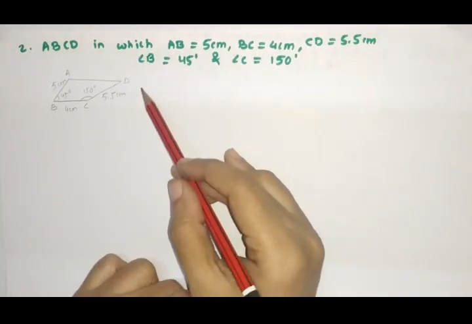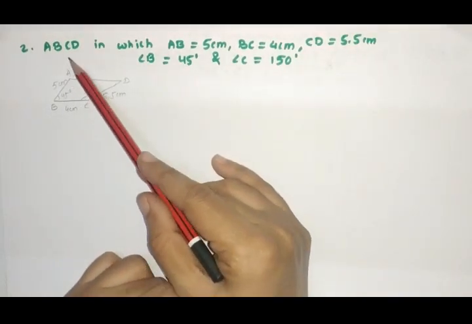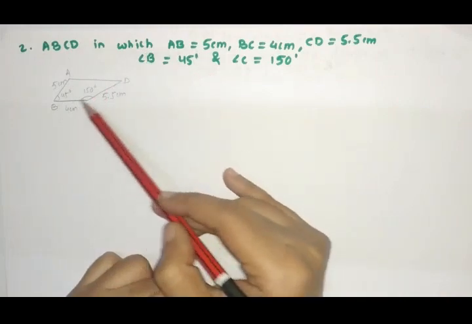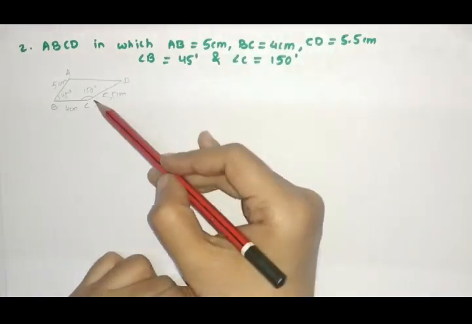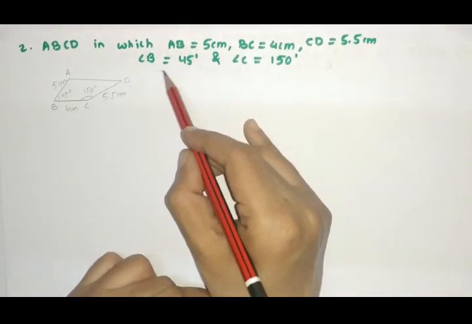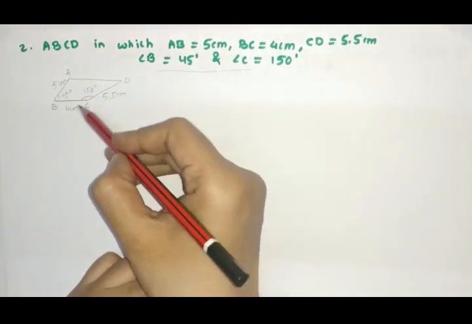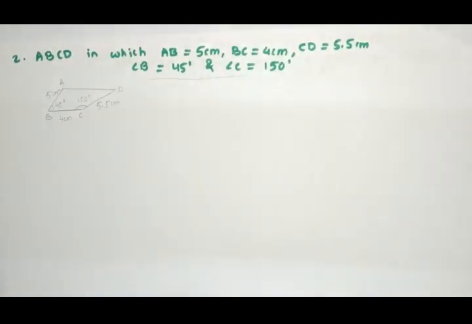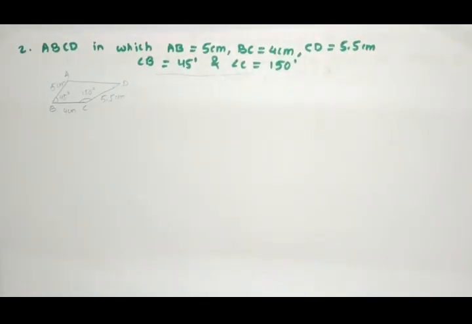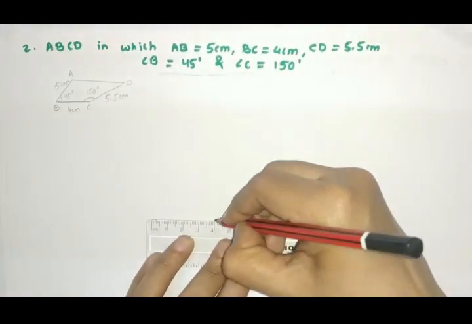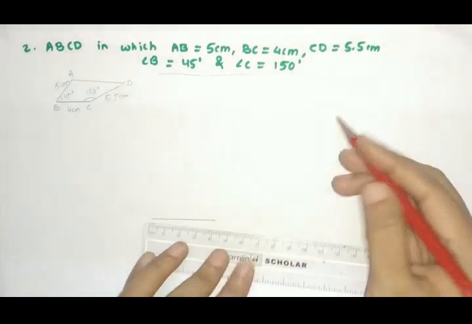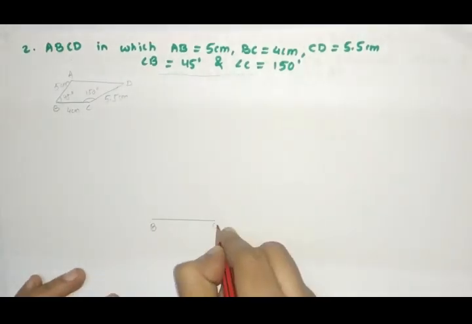So now friends, we have to construct one more quadrilateral ABCD, in which side AB is 5 centimeter, side BC is 4 centimeter, CD is 5.5 centimeter. And again the two angles are given, angle B 45 and angle C 150. So let's start. First of all, you have to draw side BC with 4 centimeter. So we'll take 4 centimeter here, and we just name them BC, that is 4 centimeter.